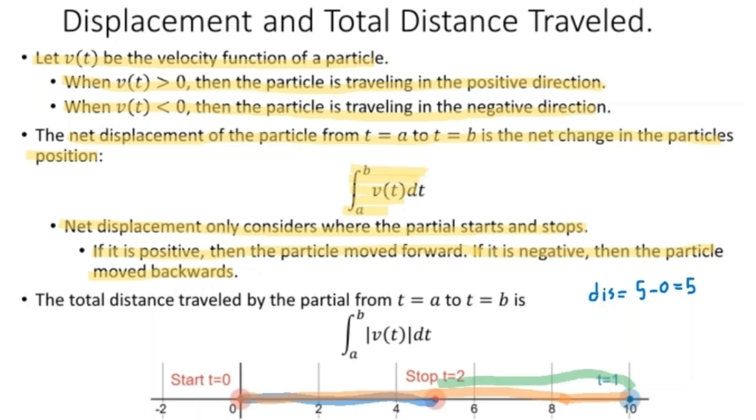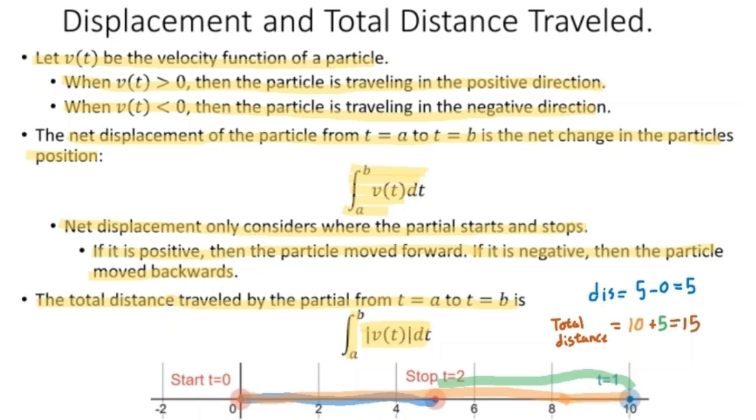When we want to account for every step that this particle took, we are looking at the total distance. The total distance traveled by a particle from t equals a to t equals b is the integral from a to b of the absolute value of v of t. Recall that the absolute value of v of t is the speed of the particle. Looking at this number line, the total distance traveled would be the distance from 0 to 10, which is 10 units, plus the distance traveled going from 10 to 5, which is 5 units. Even though it's going backwards, for total distance we are ignoring direction. So the total distance traveled is 15 units.